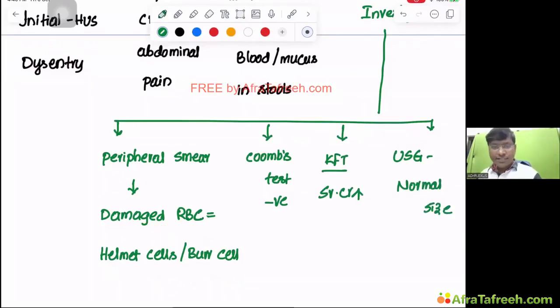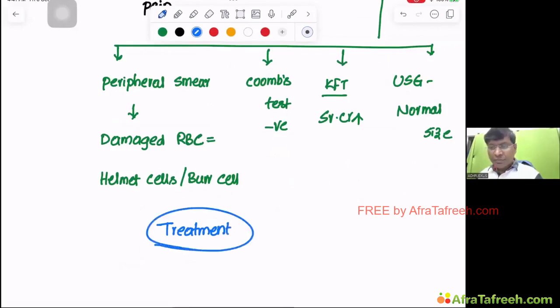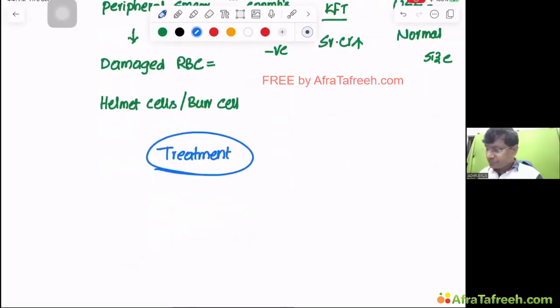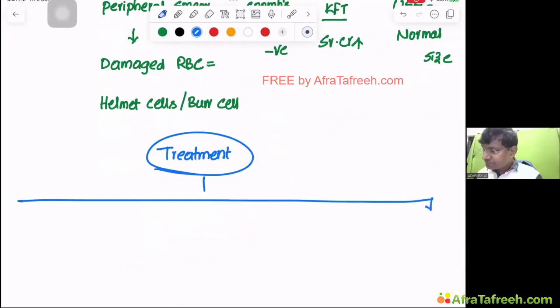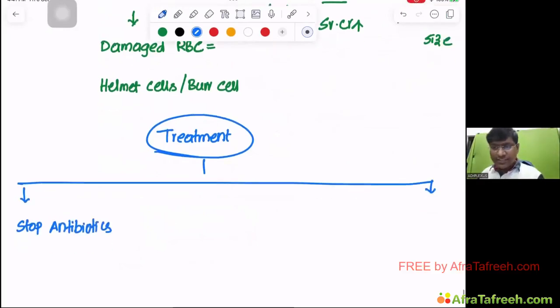Then how do you treat these patients? So can we give antibiotics in these patients? No. Very good, Vinita. Antibiotics should not be given. So first and foremost, stop antibiotics. Why, Vinita? Why should you stop antibiotics?